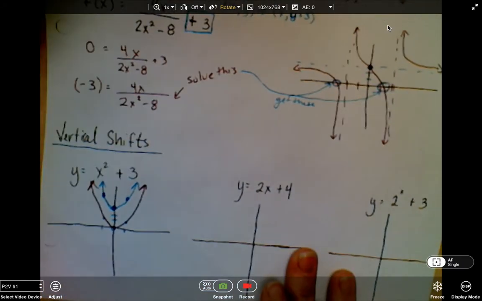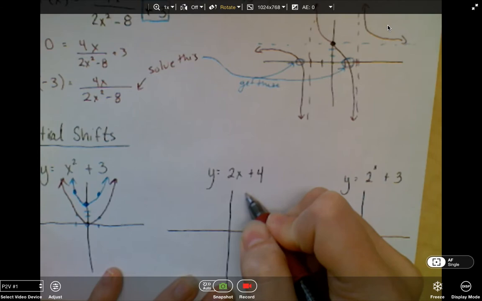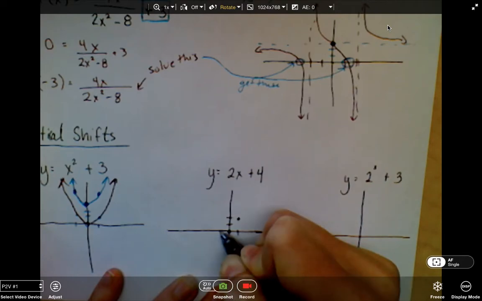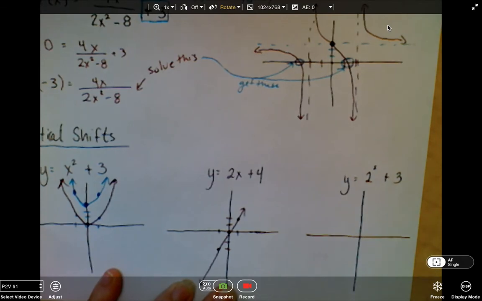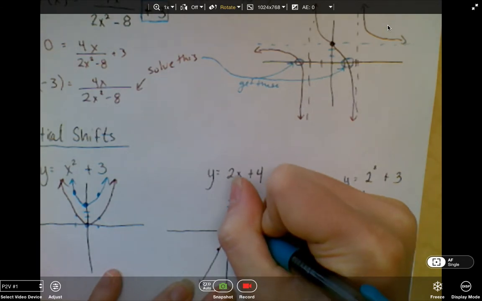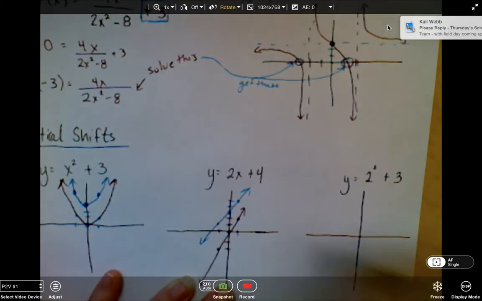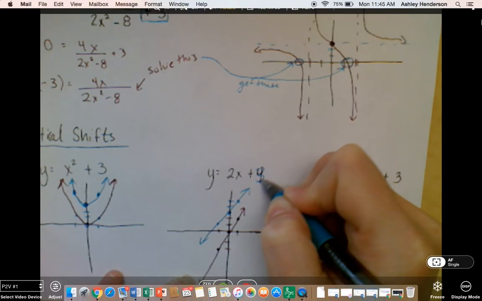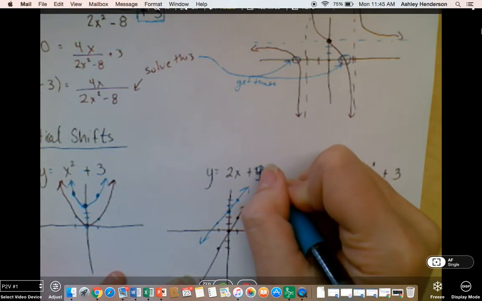Okay. 2x plus 4. It used to be something that had a slope of up 2 over 1, down 2 back 1. But now every point is 3 further than it was. So should be parallel, but 3 up. Oh no, oh no! Pretend that this is a 3. Okay, so pretend that this is a 3, not a 4.